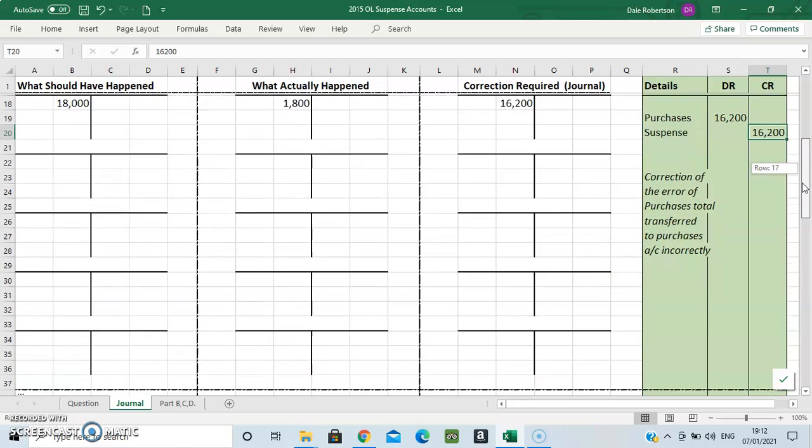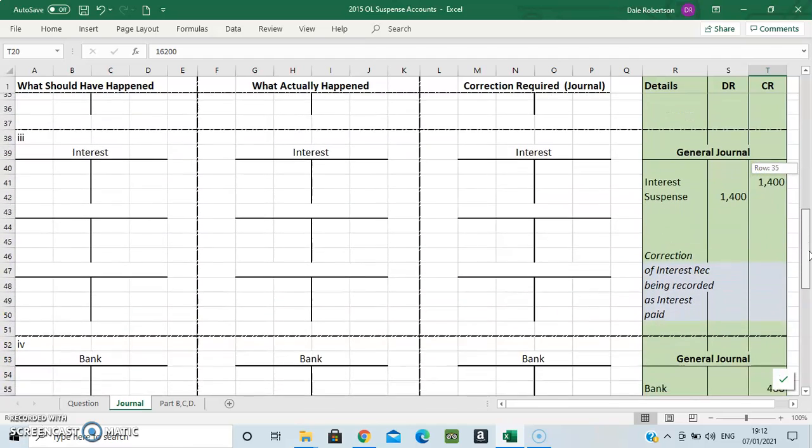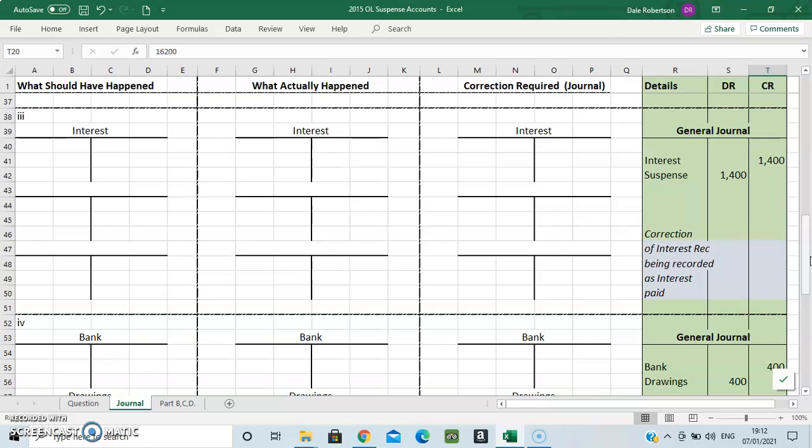And we look at number 3. Now let's look at number 3, interest. It says interest received of 700 has been treated as interest paid. Well, interest received should have been an income, so it should have been on that side. But it was treated as interest paid, which is an expense. So they actually put the 700 on the wrong side of the account. That's an error of double entry.